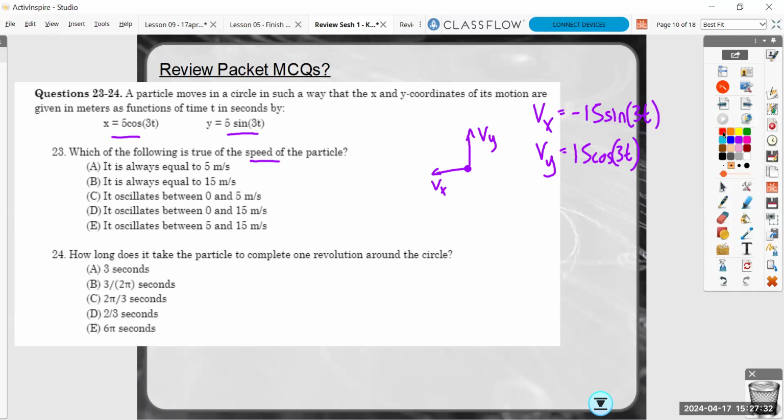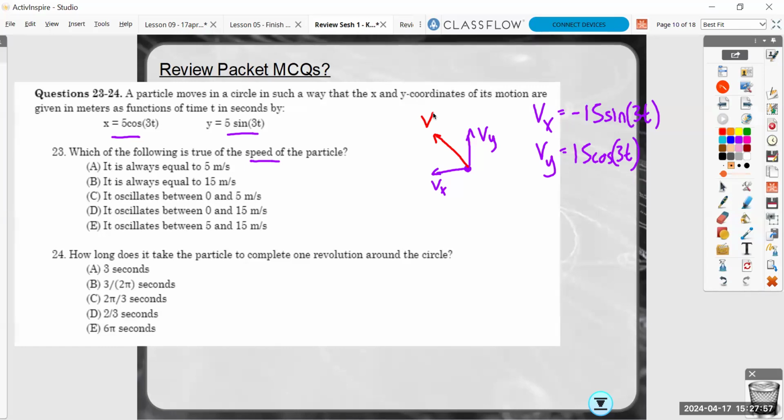Cosine and sine are different. Also, we're not going to add them up directly, right? The total velocity is going to be that way. If it's moving to the right and up, then it's moving up and to the right. How could I find the magnitude of this third side of the triangle? Use the Pythagorean theorem.